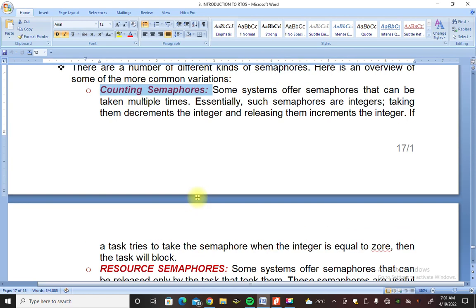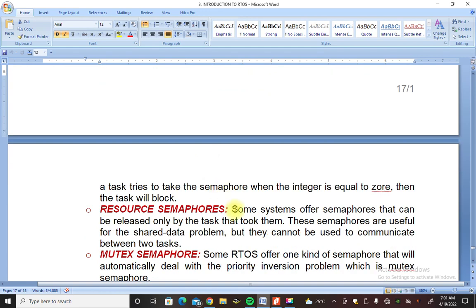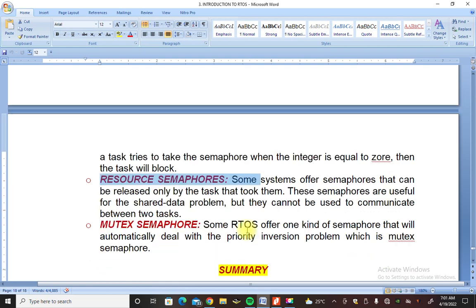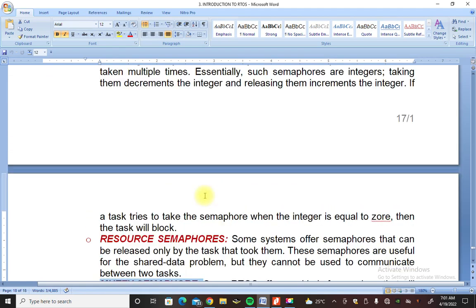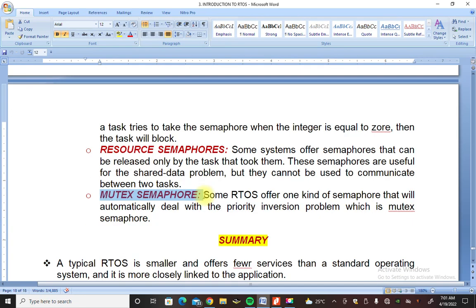Counting semaphores. Then resource semaphores. There is another kind of semaphore called resource semaphores. Some systems offer semaphores that can be released only by the task that took them. These semaphores are useful for the shared data problem, but you cannot use them to communicate between two tasks. Then the mutex semaphore. Some RTOSes offer one kind of semaphore that will automatically deal with the priority inversion problem, which is the mutex semaphore. So the different variants are counting semaphores, resource semaphores, and mutex semaphores.